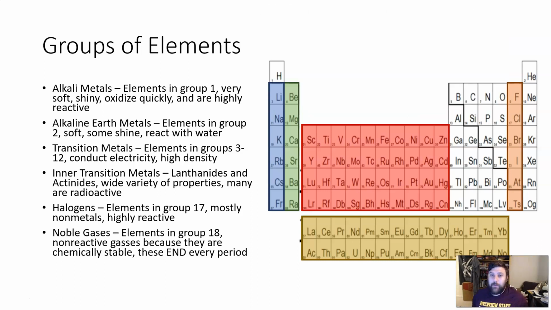And the last column I want to talk about is the noble gases, column number 18. Column number 18 is special because noble gases, these are non-reactive because they are what we call chemically stable. And we will talk about this property a little bit more in detail later. There's a certain rule that's going to come up that is very important, and it relies heavily on noble gases. But noble gases, they end every period. That's why that noble gas configuration, that's why we use it, is because we can say the end of such and such period is this noble gas, and use that as our shorthand to continue.